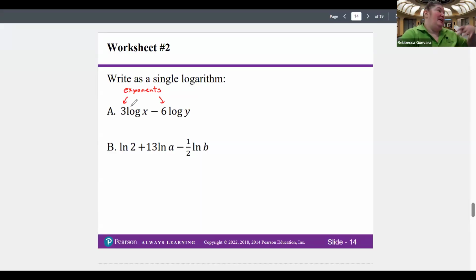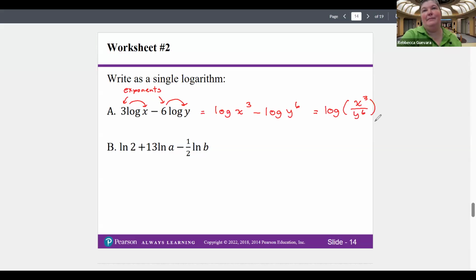So anything that appears on the outside of that log is going to turn into an exponent. So we know that this 3 is supposed to go back in here and become an exponent of this x. So we know that we have log of x cubed, and the 6 goes back in this y, minus log of y to the 6th. We also see that we have a difference, so we know that we're going to have a quotient. So whatever's positive stays on top, so the x cubed stays on here. This is subtraction, so then the y to the 6th goes on the bottom.